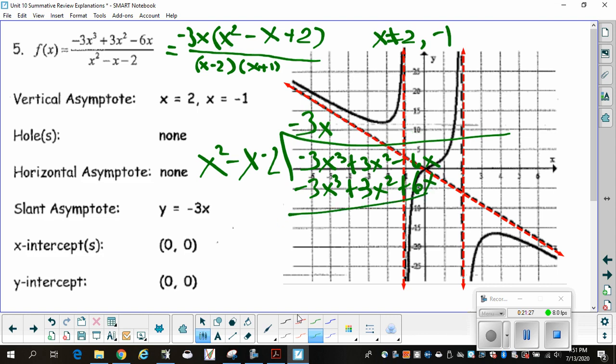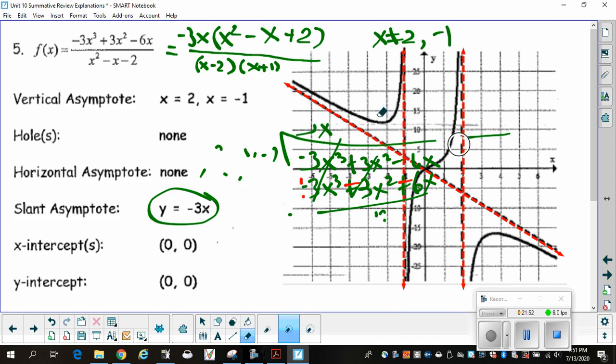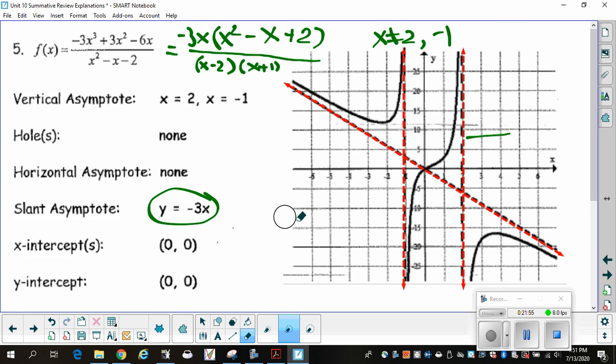6x. And when you change all of your signs, that cancels, and that cancels, and this leaves you with -12x, which is actually just the remainder. Remember, we don't care about the remainder, so y equals -3x is our slant asymptote. Okay, now, so I erase that. You can always redo the video.